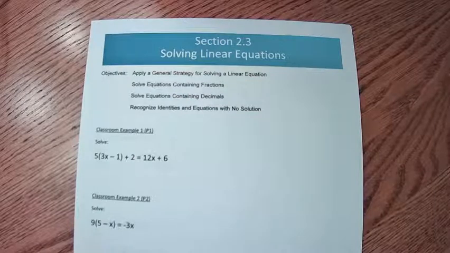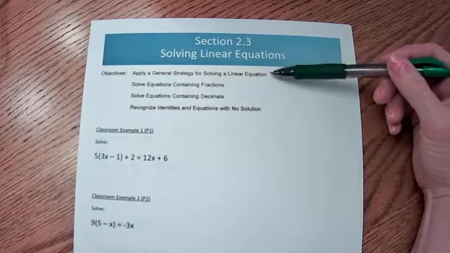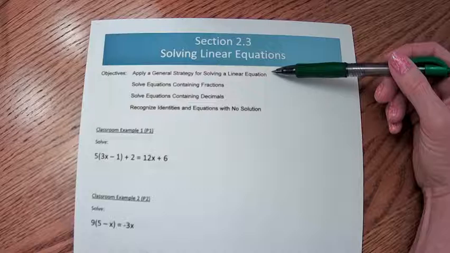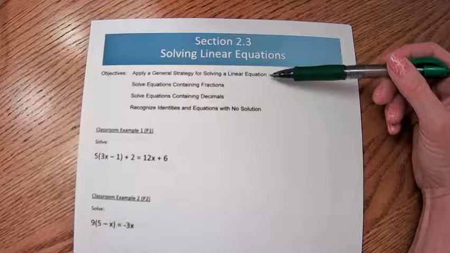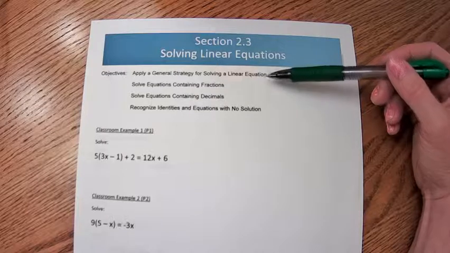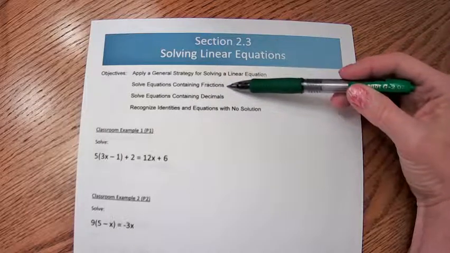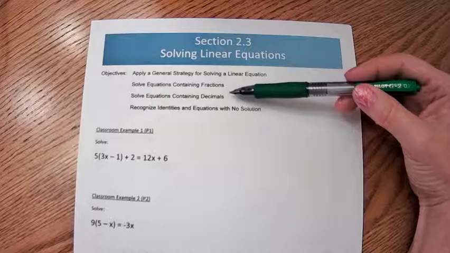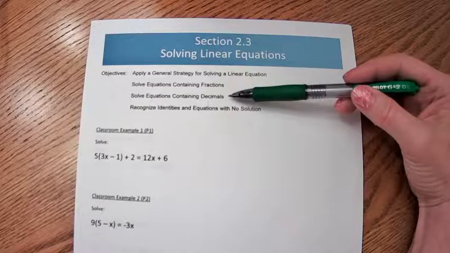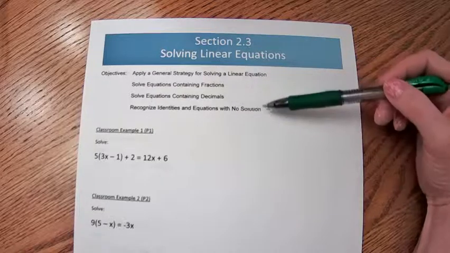So now in section 2.3, we are going to continue solving linear equations, and we will continue with our general strategy for how to solve equations. You want to get that variable by itself, isolated on one side of the equal sign. And sometimes our equations will have fractions. Sometimes our equations will have decimals, which is fine. You are allowed to use your calculator, but let's make sure that we know how to perform the operations correctly.